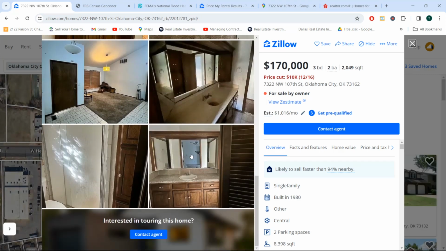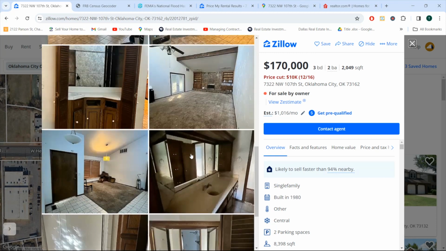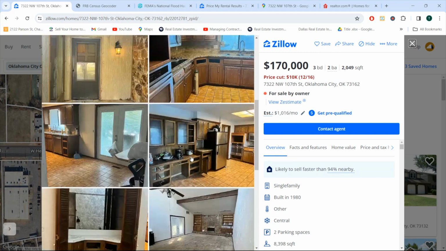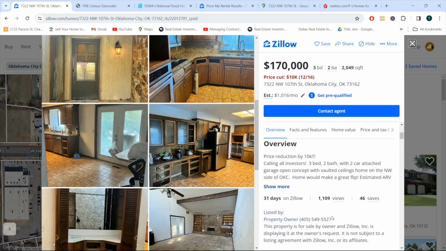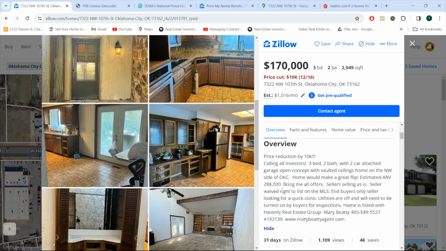I mean, it's in somewhat of crappy condition. It's not the greatest, right? It's dated for sure. They want 170. I think that's the problem. I think that's the reason why this property's been on there for 31 days. Let's see what they got their estimated ARV of, 288. You see what I'm saying?